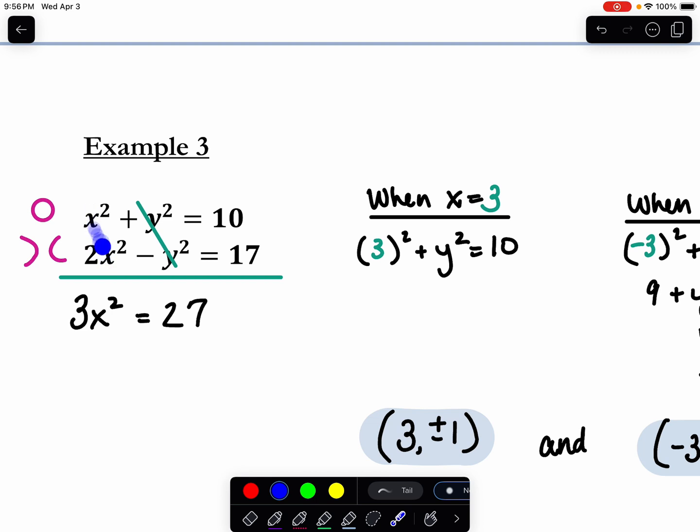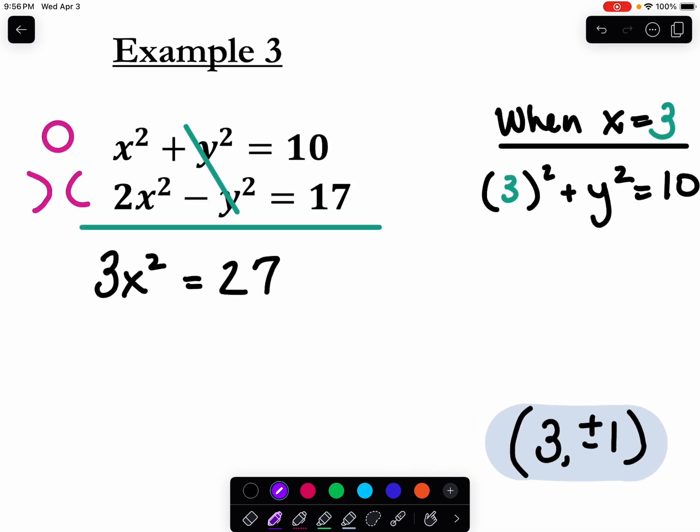So when I combine my like terms here, 1x squared plus 2x squared is 3x squared. This is 0. Equals 27. So now I can go through and solve for x here. So I'm going to divide both sides by 3. X squared equals 9. Here I'm going to take the square root of both sides, and we get that x equals positive or negative 3.